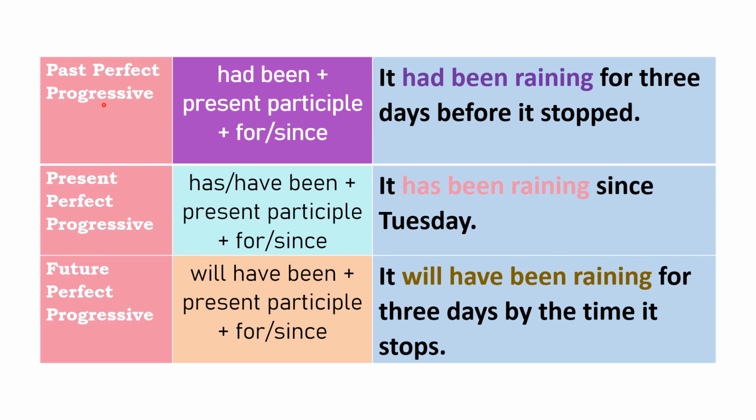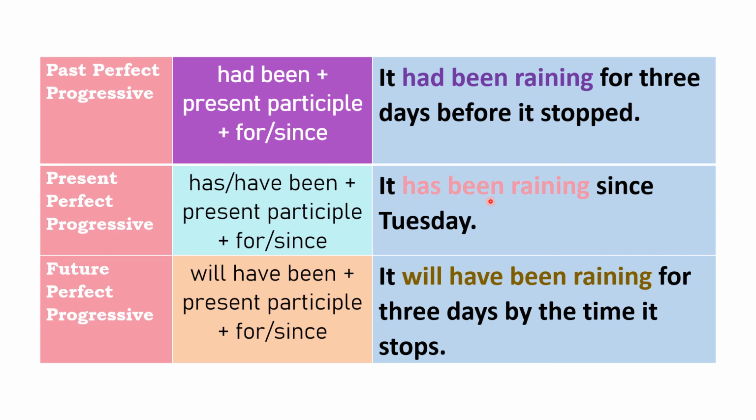Example, for past perfect progressive, it had been raining for 3 days before it stopped. So had been plus the present participle, so we have raining, added by the word for. So it had been raining for 3 days before it stopped. So how long? It had been raining for 3 days. For present perfect progressive, we are going to use has or have plus been plus the present participle of the verb plus for or since.